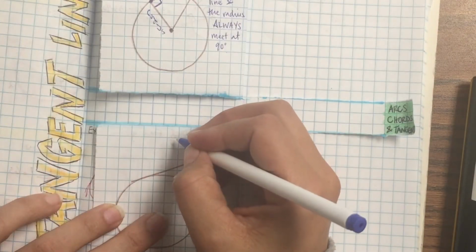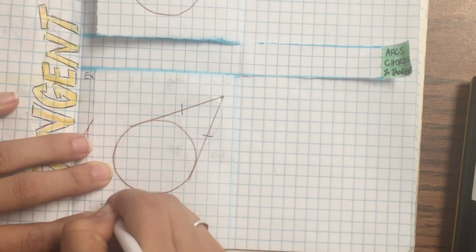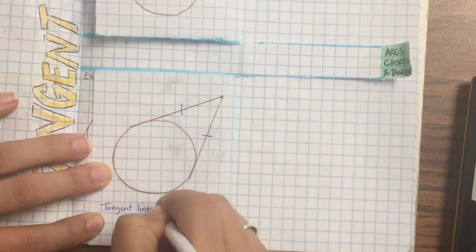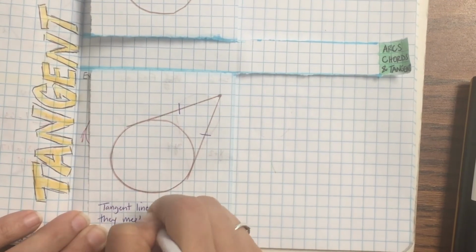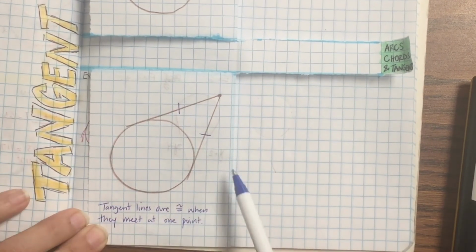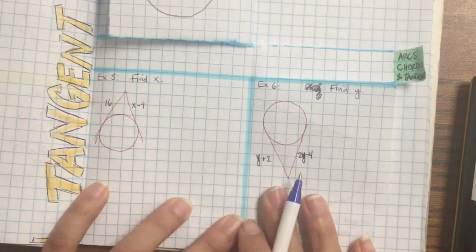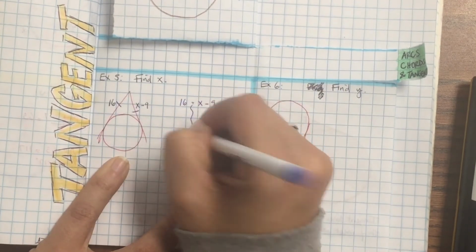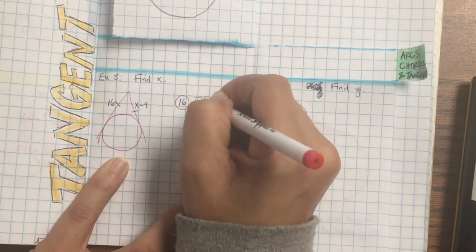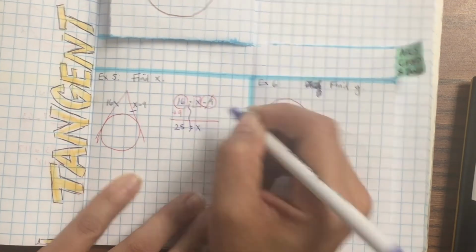All right, let's take a look at the last one. The last one says that if you have two tangent lines, the outsides of those are congruent. So tangent lines are congruent when they meet at one point. If you have two tangent lines that meet, the two tangent lines are congruent. So looking at an example of that. So let's say you have 16 and x minus 9. What do you know? Those two tangent lines meet, so they're congruent. So 16 equals x minus 9. Solve the equation. Add 9 to both sides, so x equals 25.